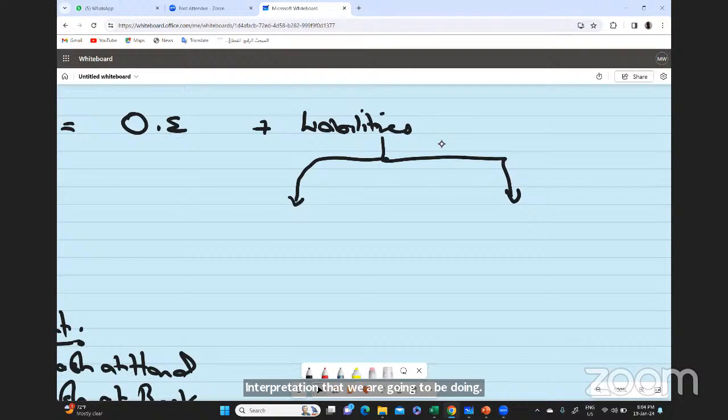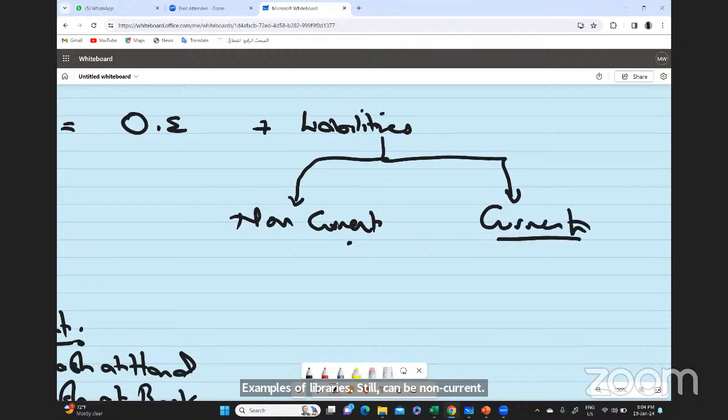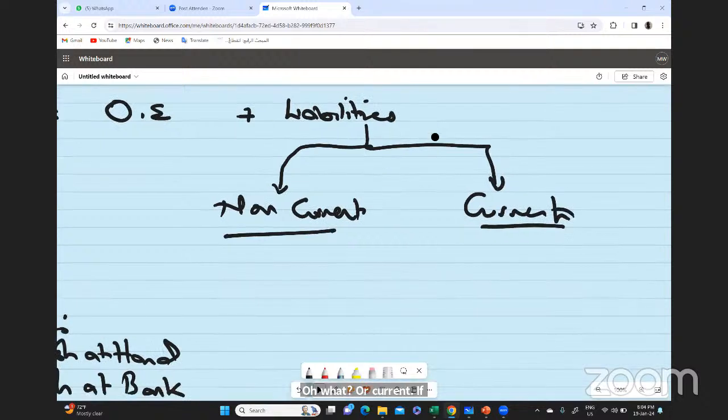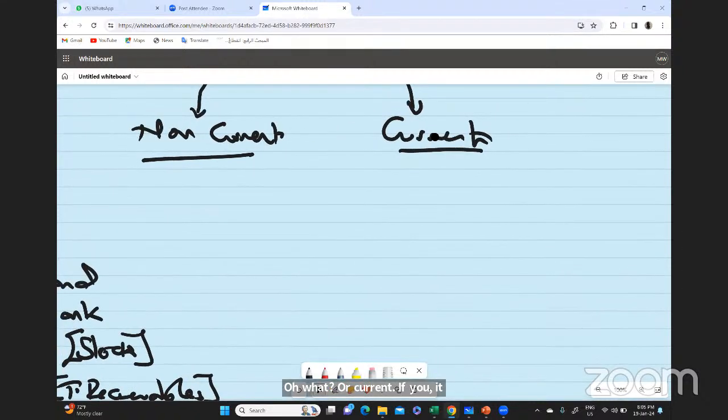Examples of liabilities. Liabilities can be non-current or current. If a liability is non-current, what form does it take? Whatever obligation you have, the settlement of which will be required after 1 year. Are we together? After one what? After 1 year. That is non-current. So an example?